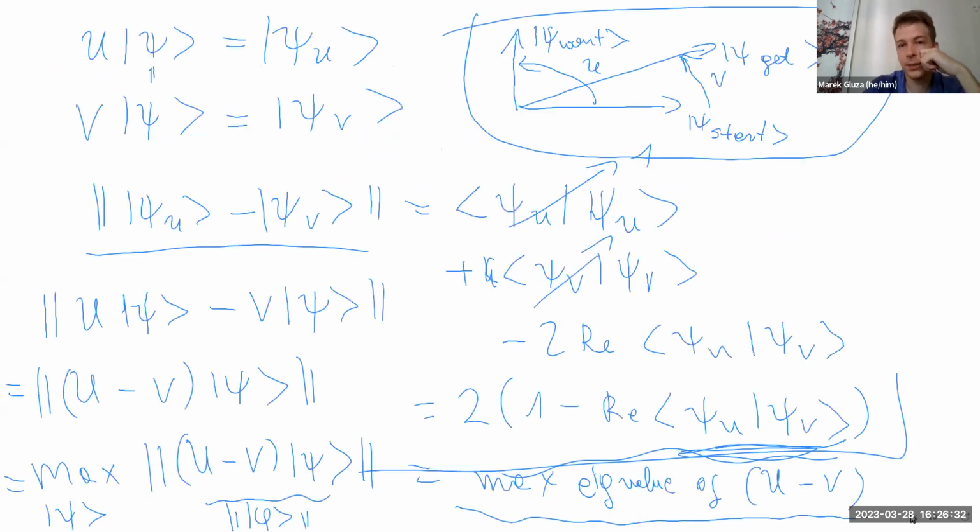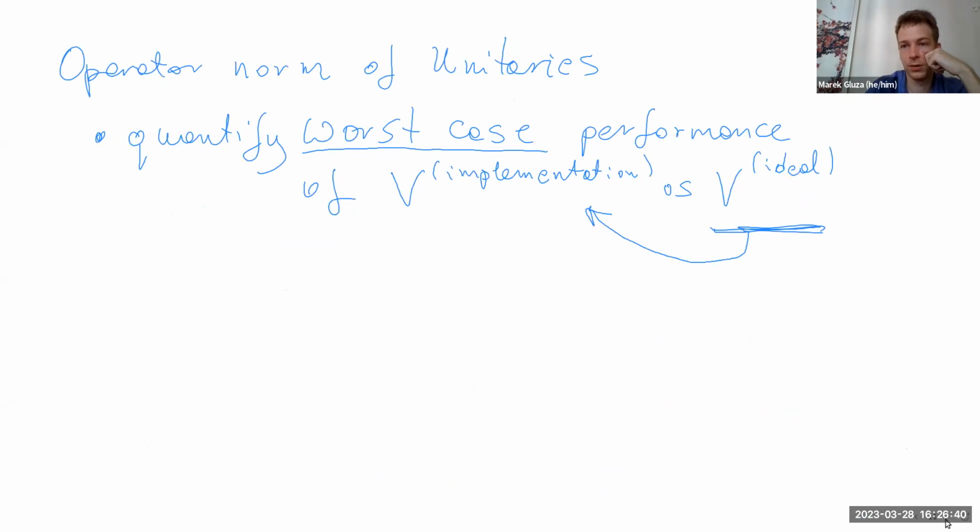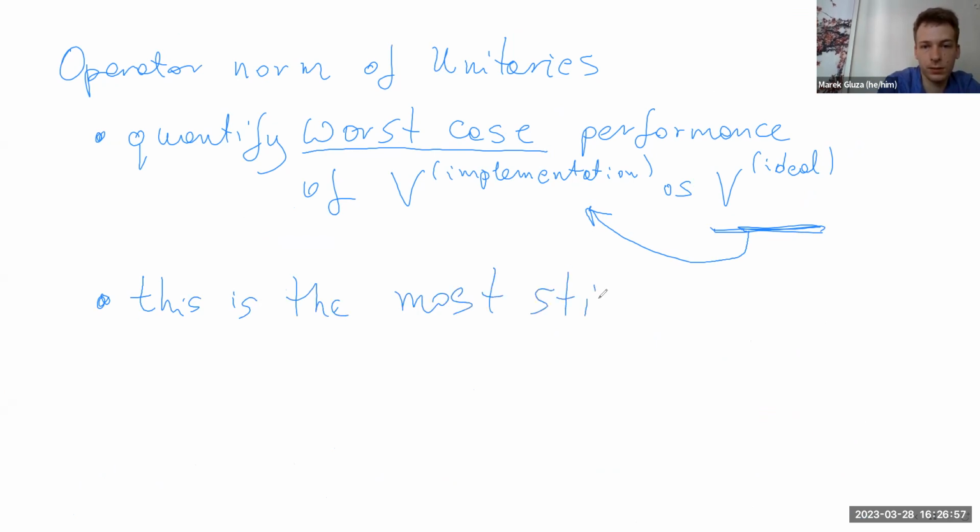Okay, so why this is a good measure of error is this picture, where you don't know what will be the starting point, so you have to make sure that it works for all of them, at least with this guarantee. Sometimes it will be much better. Okay, and another thing is that this is the most stringent.